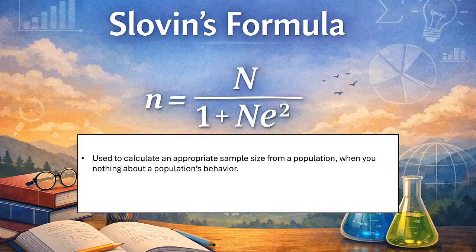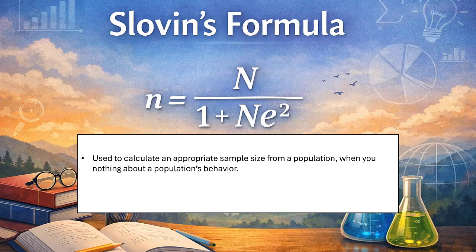For example, it's well known that IQ scores follow a normal distribution pattern. But what about if you know nothing about your population at all? That's when you can use Slovin's formula to figure out what sample size you need to take, which is written as n equals N divided by 1 plus N e squared, where n is the number of samples, N is the total population, and e is the error tolerance, also called the tolerance level.